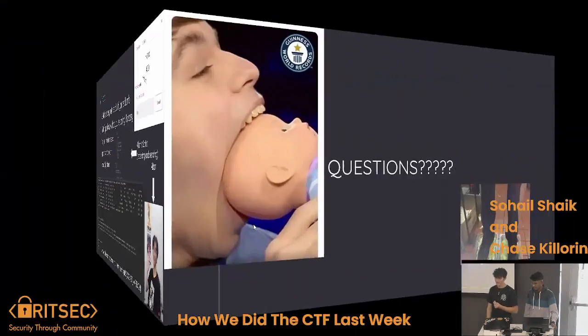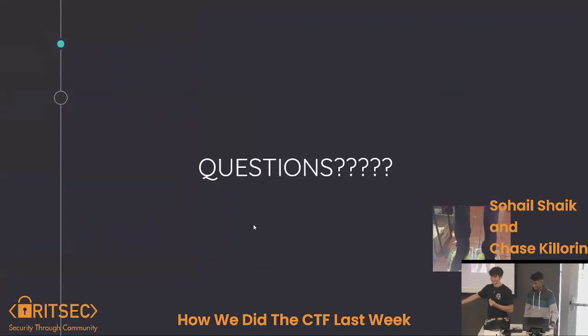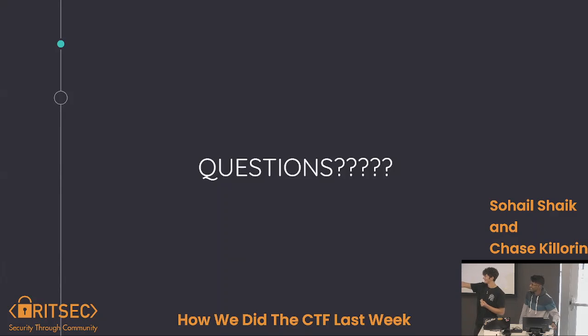So does anyone have any questions at all? Yes. When you connected to the server, were the math equations or the values in them randomized, or was it just the same thing? They were randomized. Every time you reloaded the page, it came with a different math equation, so your script had to be dynamic enough to take in each input.